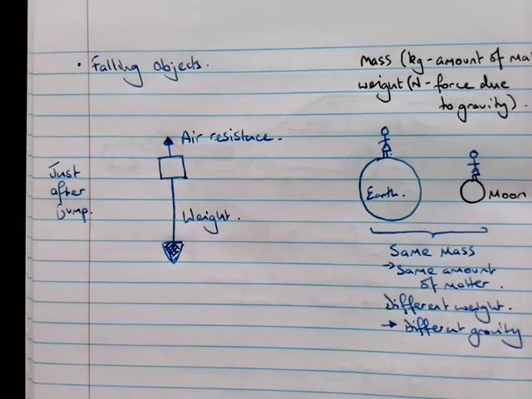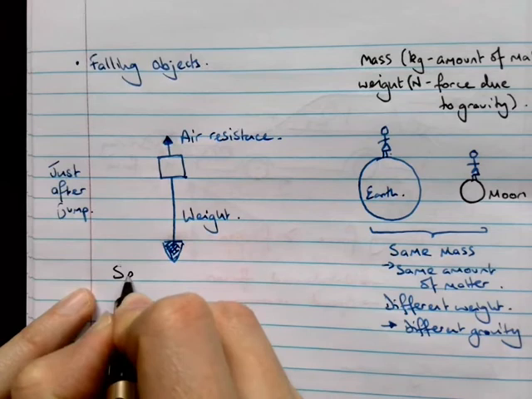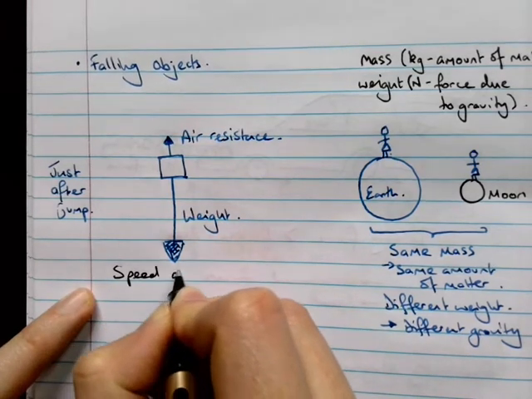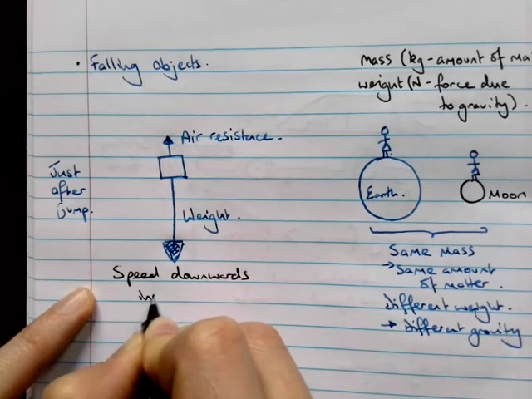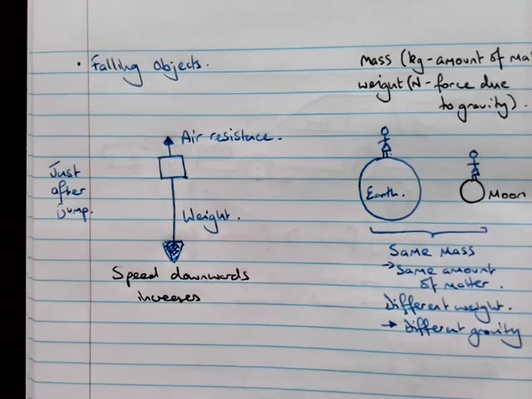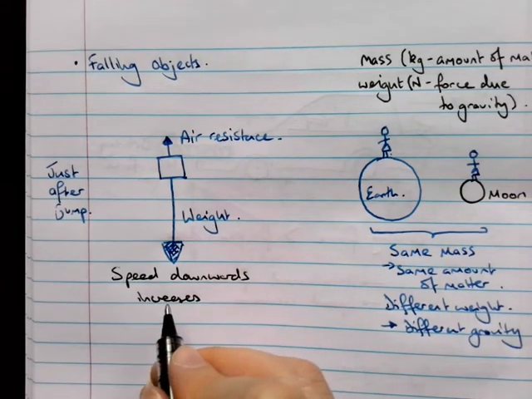So what does this mean? It means that just after you jump out of the aeroplane, your speed downwards increases. Why? Because the forces are unbalanced.